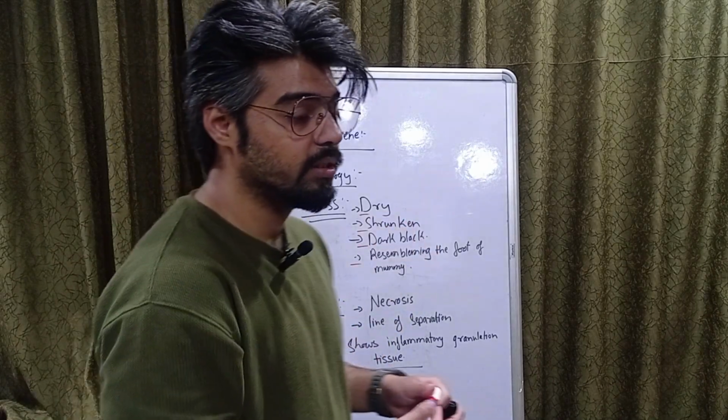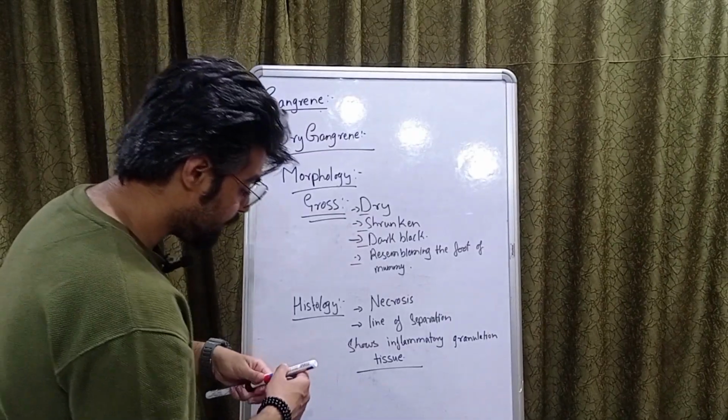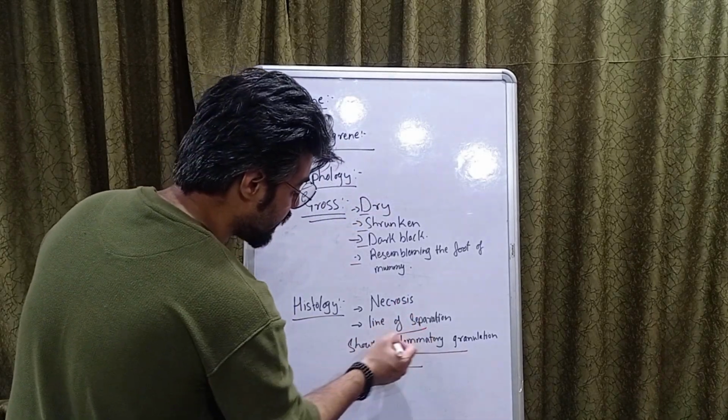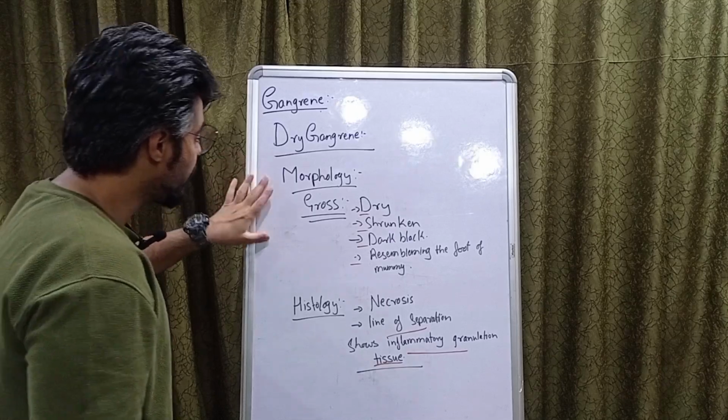Histology: you will find necrosis, that's obvious. And which type of necrosis? That's coagulative necrosis. And in the line of separation, you will find an inflammatory granulomatous reaction. What will you find there? Inflammatory granulomatous tissue or reaction will be seen at the line of separation. So this is your dry gangrene.